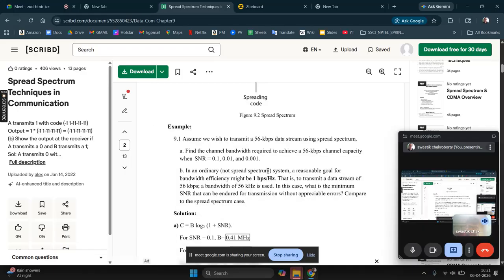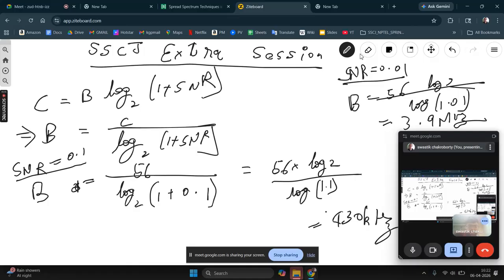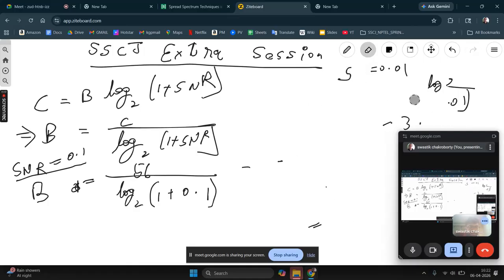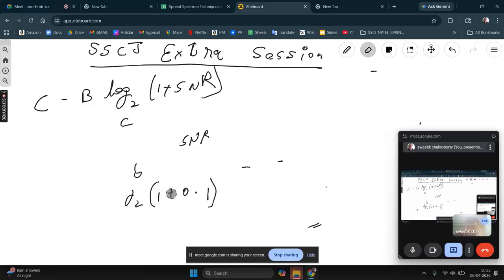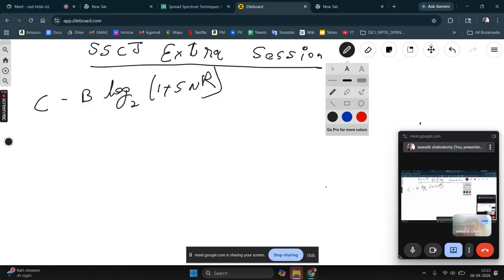Next, in an ordinary, not spread spectrum system, a reasonable goal for bandwidth efficiency might be 1 bps per hertz, that is, to transmit a data rate of 56 kbps, a bandwidth of 56 kilohertz is used. In that case, what is the minimum SNR? So, yeah. Now, bandwidth efficiency.